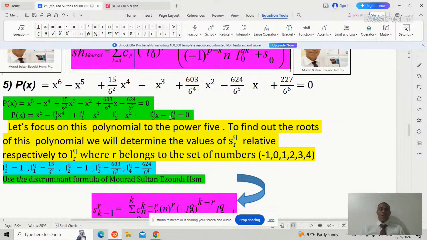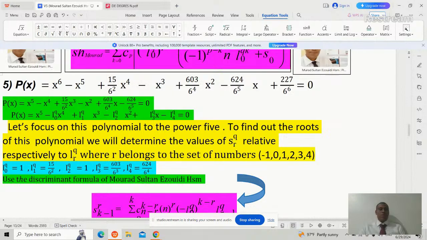Okay. In this equation, the value of SR for the q is different from 0, meaning it's not easy to solve it, but if you use the discriminant formula of Mourad Sultan Ezouidi and the relationship between his deep work in this research, you will get to know about the roots. Okay, let's work together and go step by step. Now, learners, I'm going to use my own formula, which is called the discriminant formula of Mourad Sultan Ezouidi.